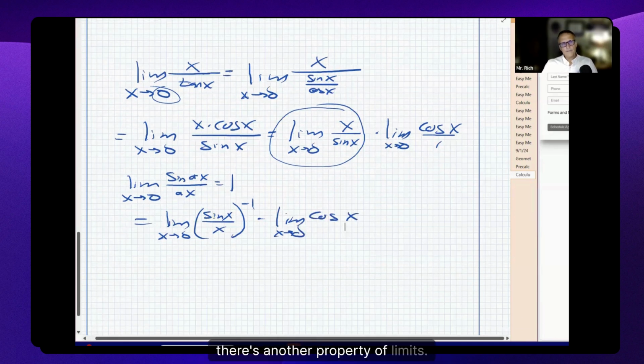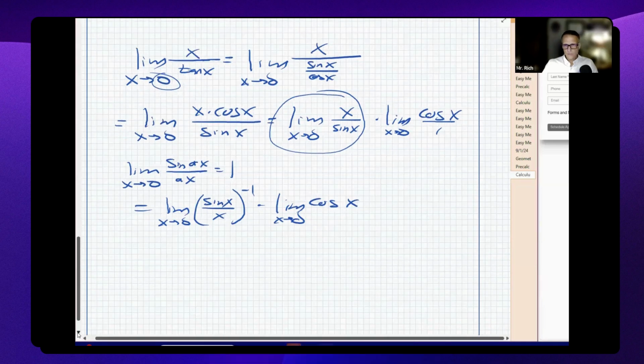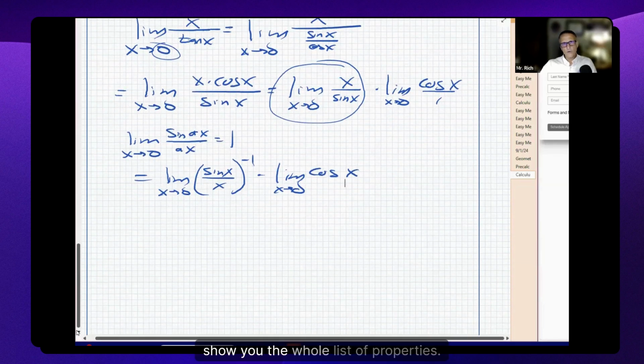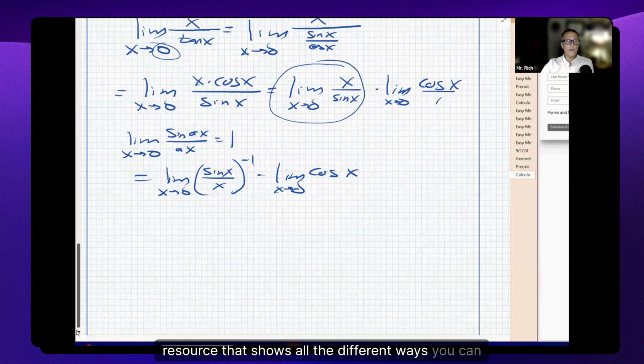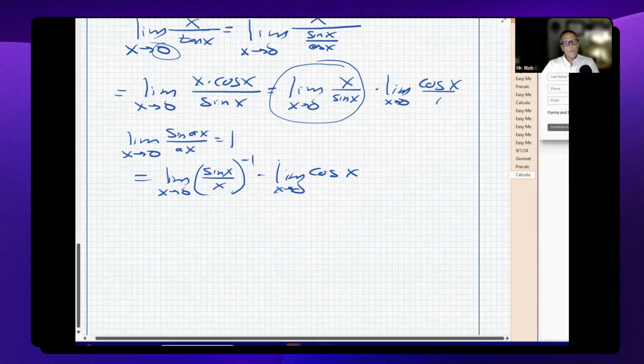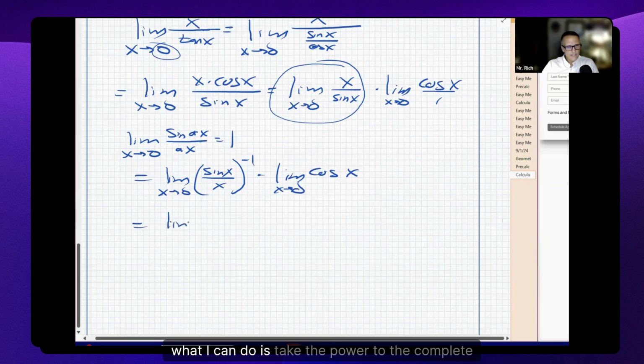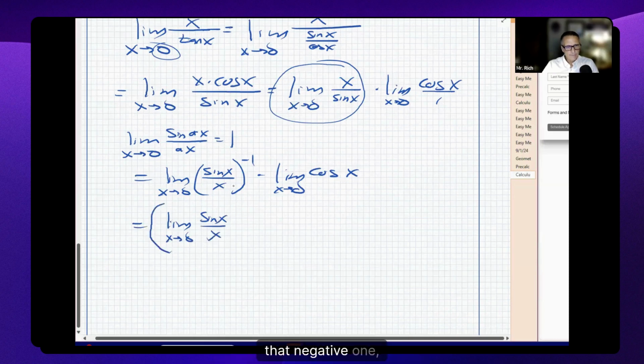There's another property of limits. I could show you the whole list of properties, but hopefully your teacher has shown you a resource that shows all the different ways you can manipulate limits to evaluate a limit. One of the properties is that if I am taking the limit of something raised to a power, I can take the power to the complete outside of the limit. So I am now going to take that -1, instead of it being applied to the sine x over x, and bring it out here.